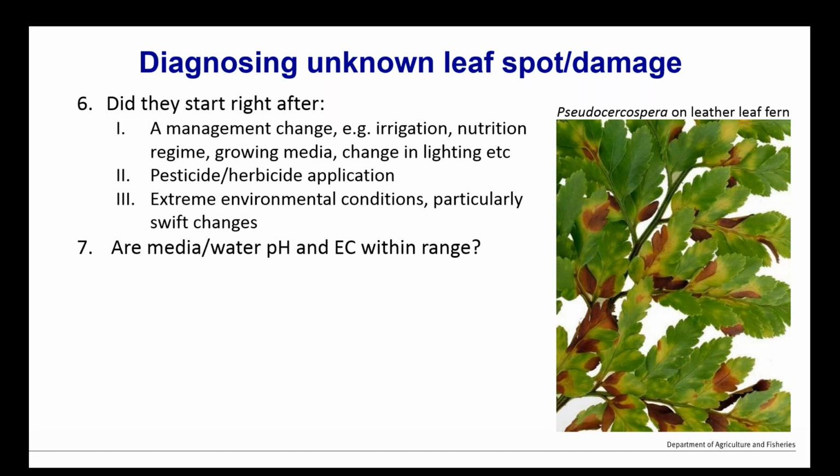You go, okay, well, what's the growing media like? Have you checked the pH and EC of it lately? No, I haven't. We go and check it, and it's down around pH of 4. Okay, that can paint you a pretty good picture. Then perhaps that particular variety is prone to, or prefers to grow in, a slightly higher pH. Fix that, and if you still have your problems, then look further.